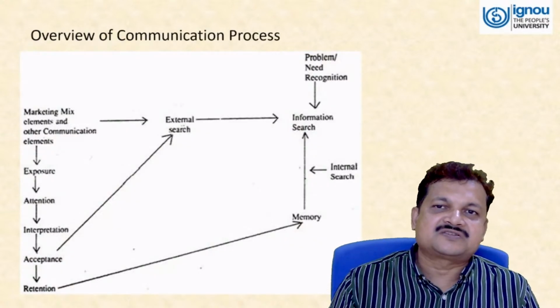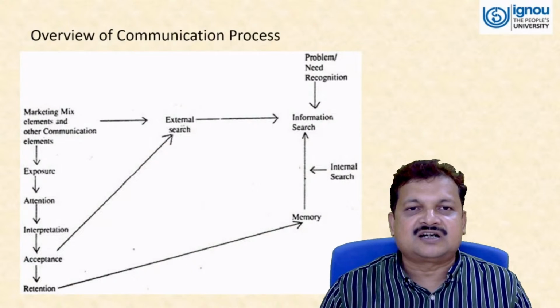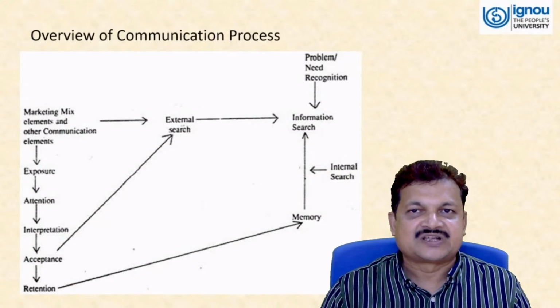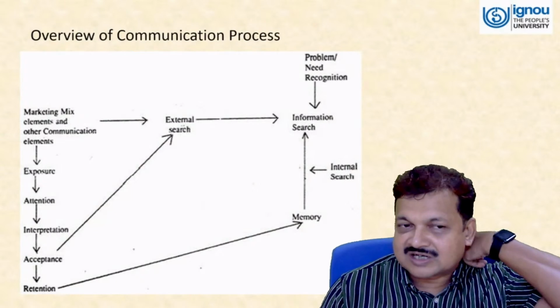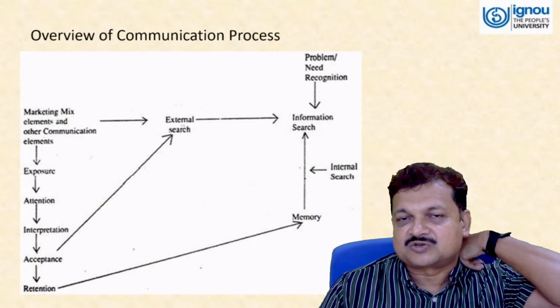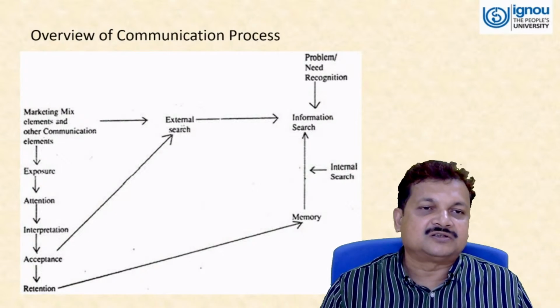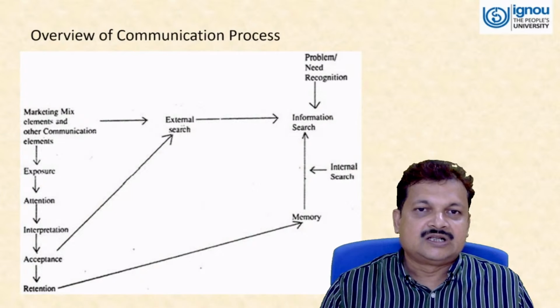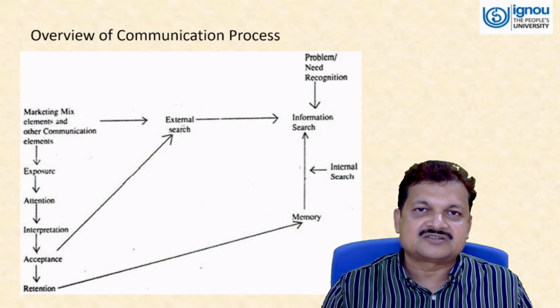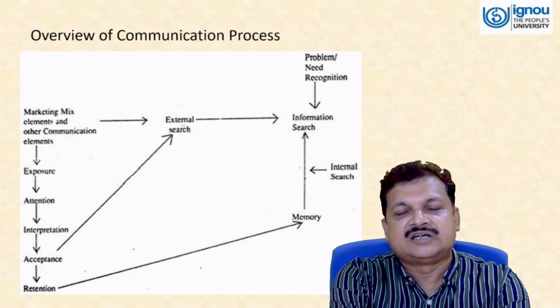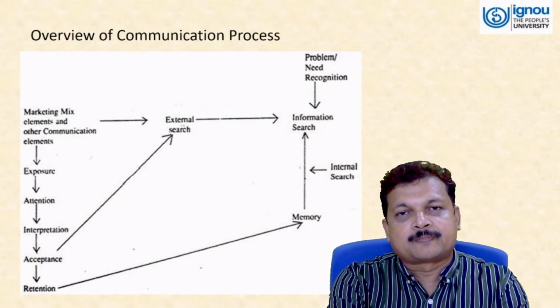So here is the communication process by which we can understand how information processing takes place. Let us start with problem need recognition, which is almost similar to what we covered in the Engel Blackwell Kollat model. In this model we have seen how problem need recognition goes to information search, and from information search to internal search. Internal search is mostly related to our memory.